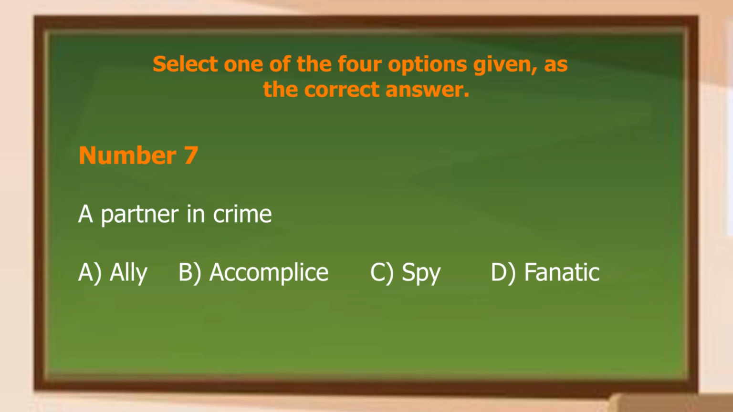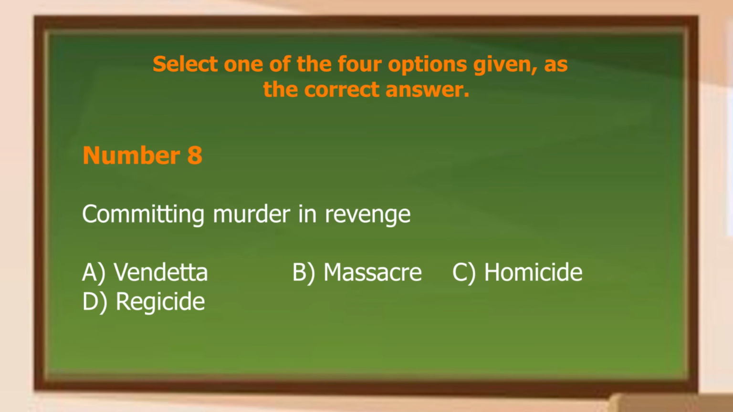Number 7, partner in crime. And the options are A, ally, B, accomplice, C, spy, and D, fanatic. Which word do you think is the correct answer? B, accomplice. Very good.